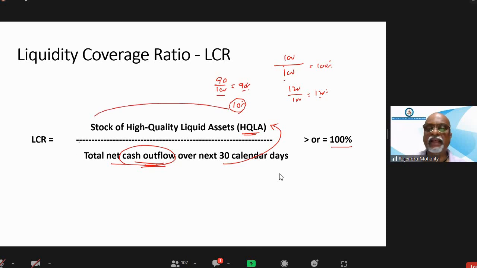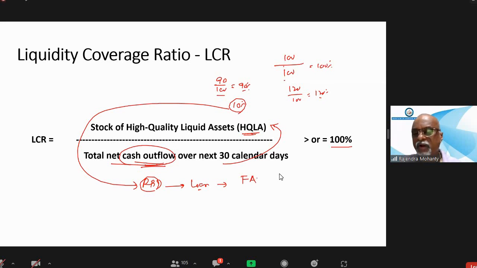In such a case, RBI has told that due to the shortfall, you can come to RBI. We will give you a loan. To offset the 10% or to maintain that LCR level, you have to come to us, and we will give a loan. That loan is given under a scheme called FALCR, Facility to Avail Liquidity under LCR.